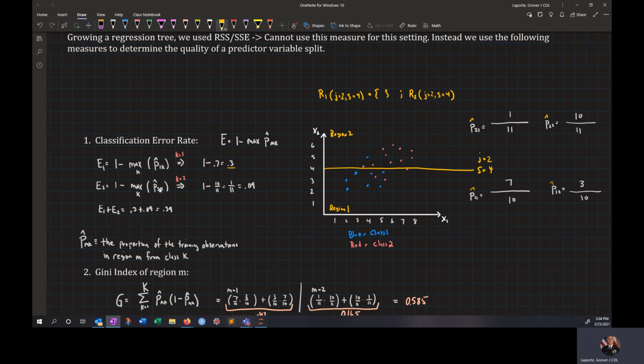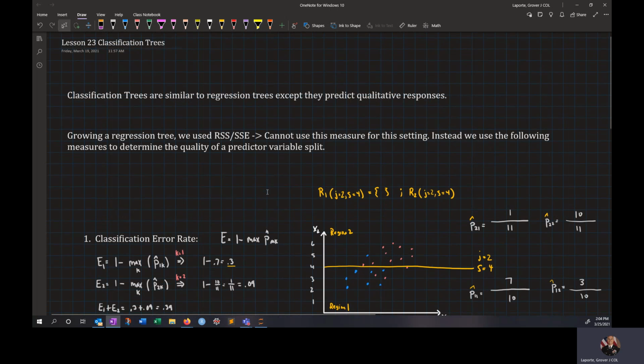And then you do the same thing. For region 2, we're going to go in here and see that that would be the max. So 1 minus 10 over 11 would be 0.09, or 1 over 11. And then we just add those two errors together and we get 0.39. We'll find out in the next lesson, lesson 24, there's a different way to put these together to get the overall error rate.